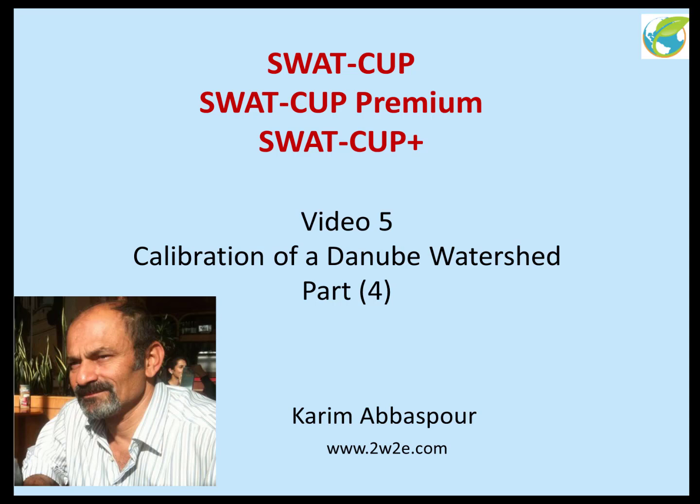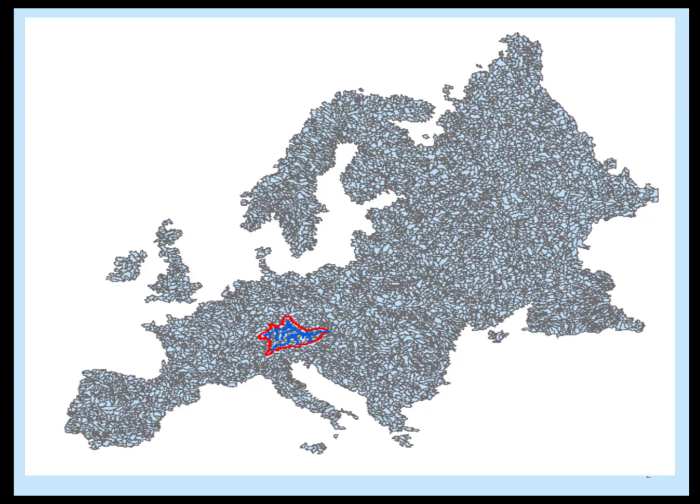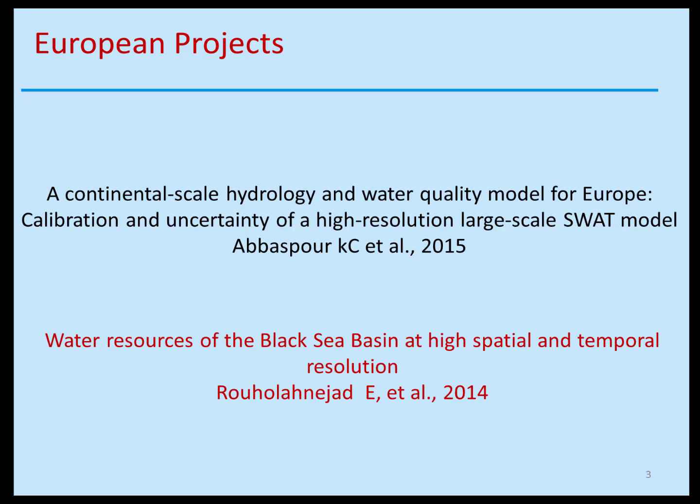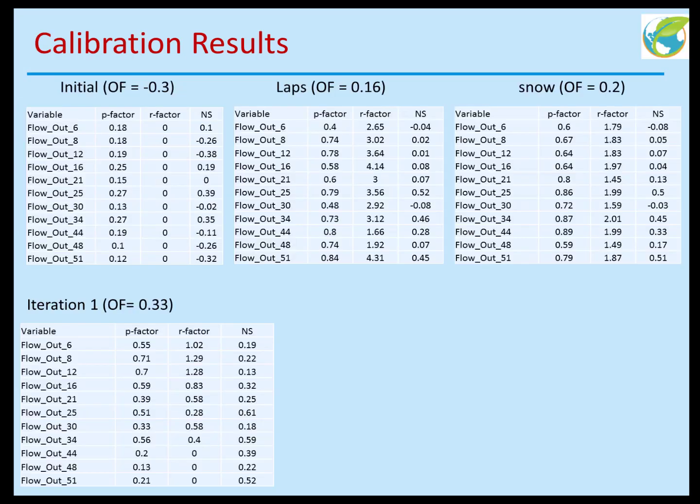In this video we continue to look at the calibration of the Danube watershed. If you recall, we took a small watershed in the Danube Basin, and the details of this project, which comes from our European and Black Sea project, can be found in these papers.